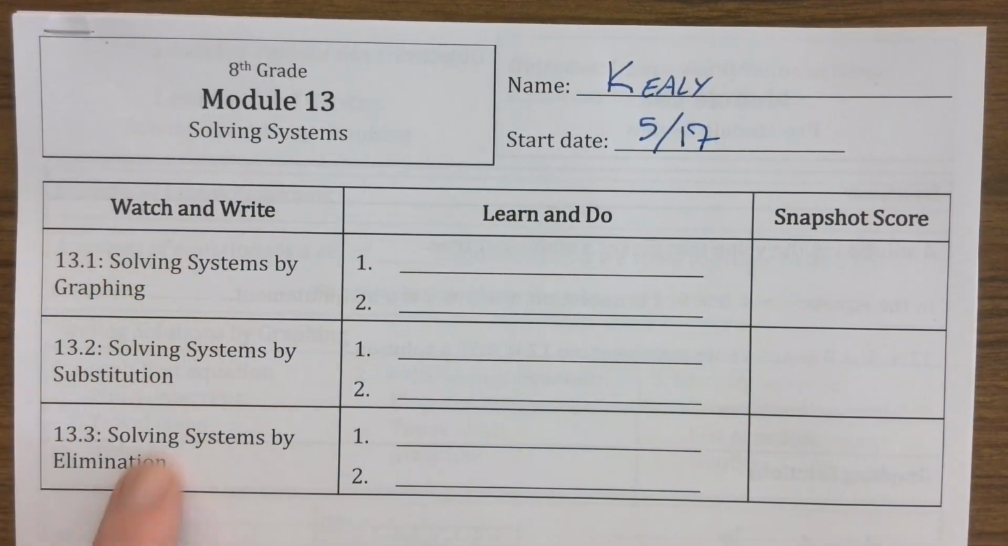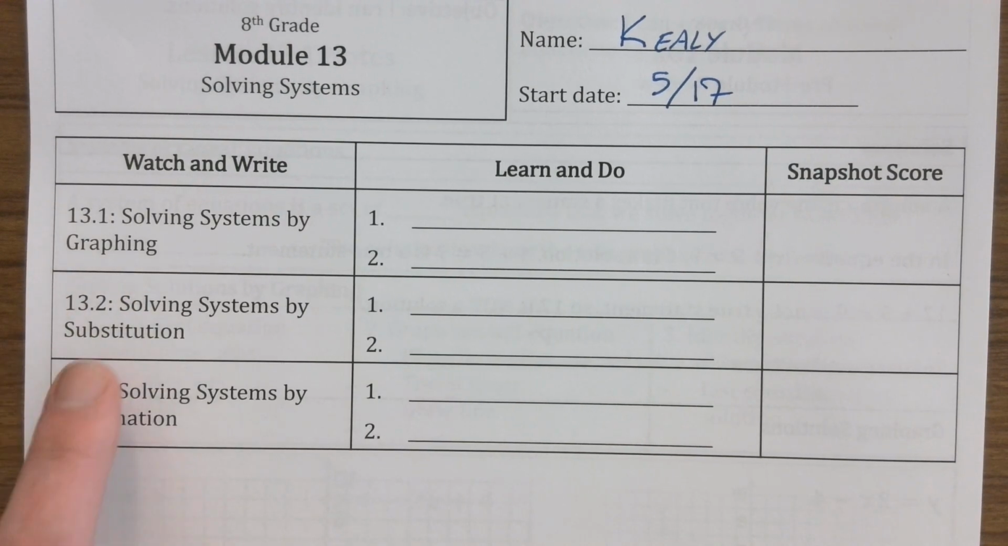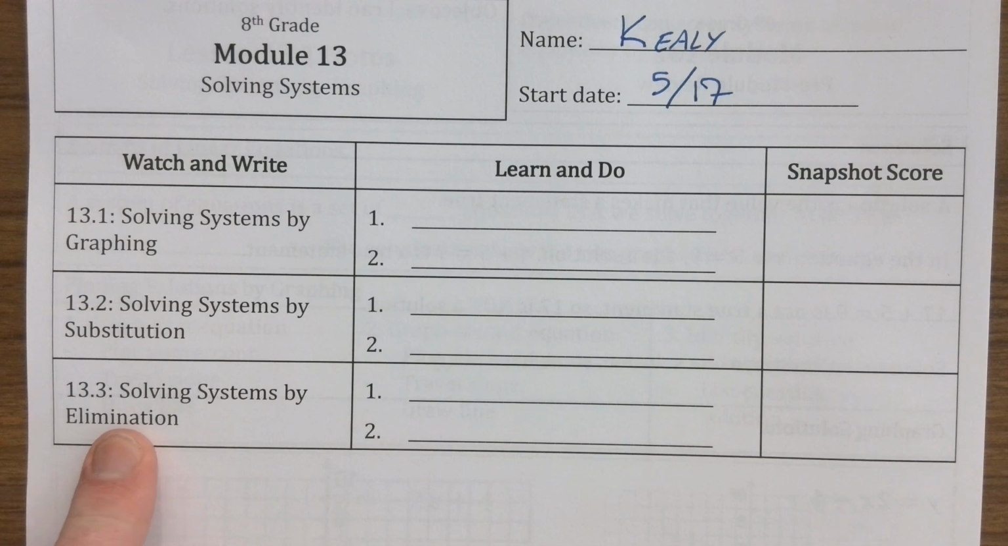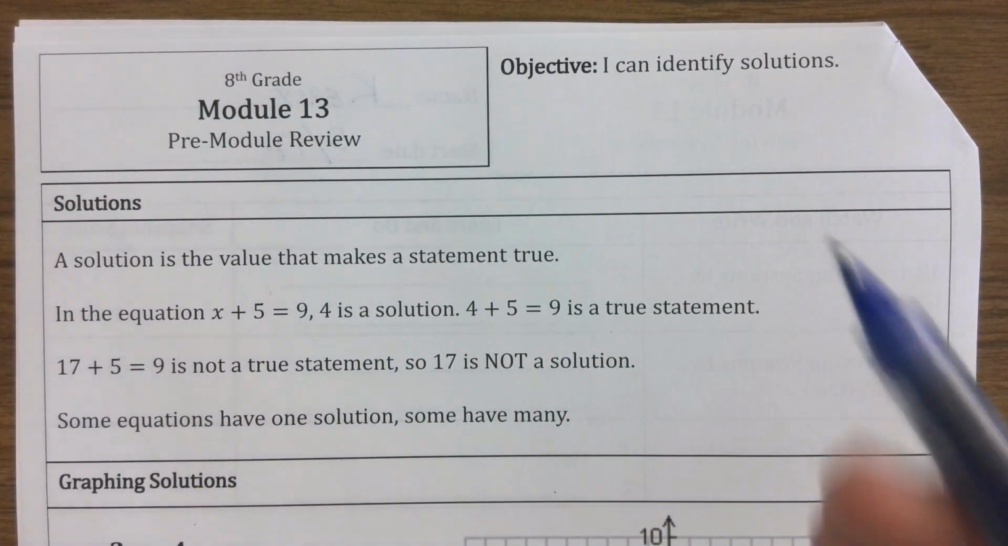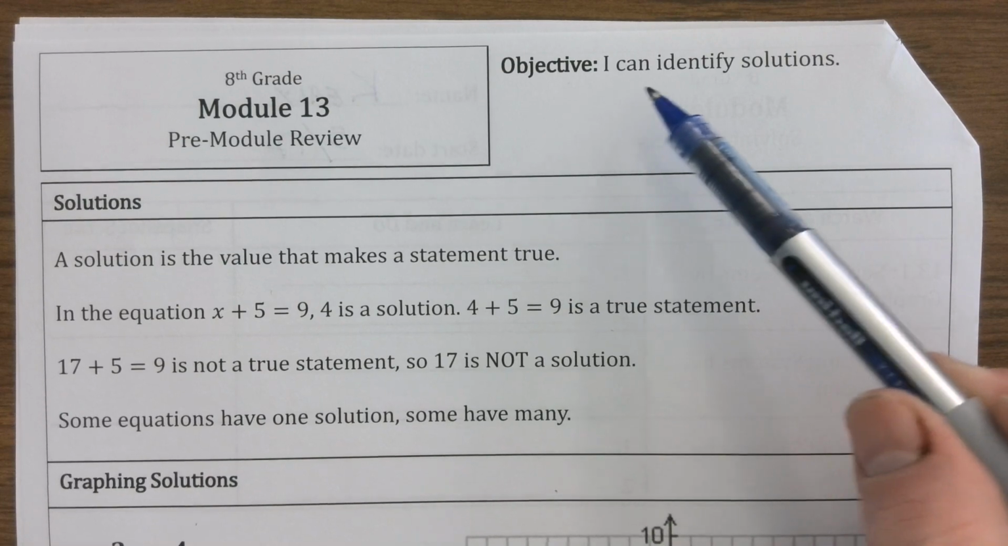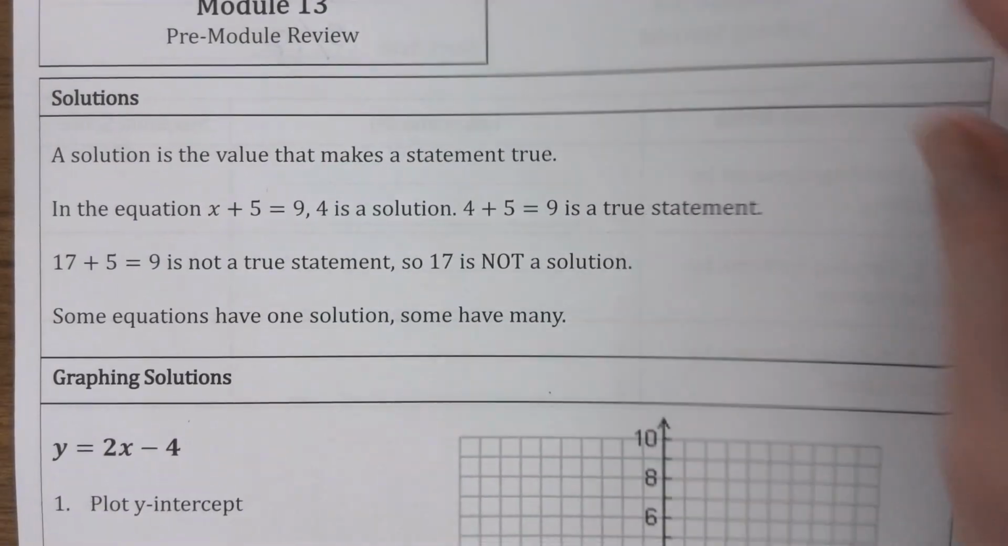There are 3 lessons here. We're going to solve systems of equations in 3 different ways: graphing, substitution, and elimination. First, let's review some things to help us with this module. We're going to start with the pre-module review. Our objective for this lesson is that I can identify solutions. So let's review what solutions are.